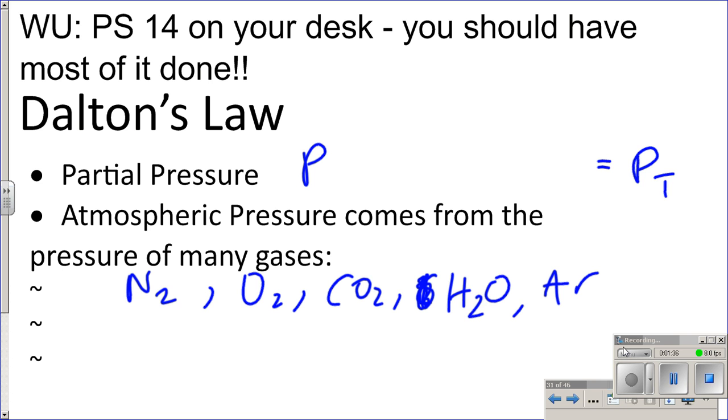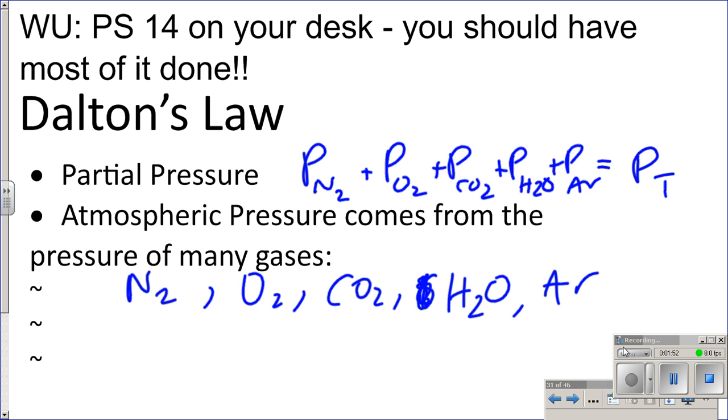You would take the partial pressure of nitrogen. When you write it like a little subscript, it makes you seem like a very knowledgeable chemist. You're saying partial pressure of nitrogen plus partial pressure of oxygen plus partial pressure of carbon dioxide, plus partial pressure of water and partial pressure of argon. It's just a summation. So if I told you our P total is our atmospheric pressure, what's our normal atmospheric pressure?